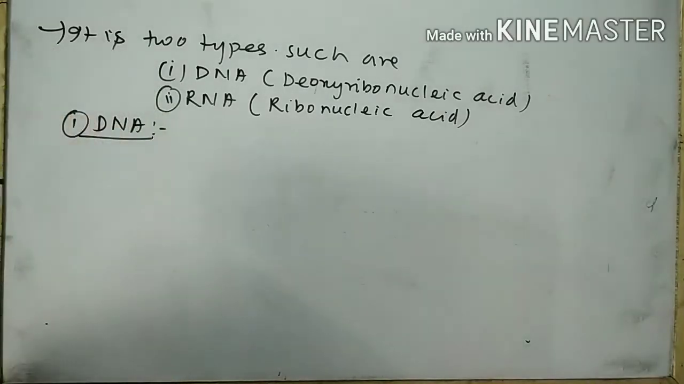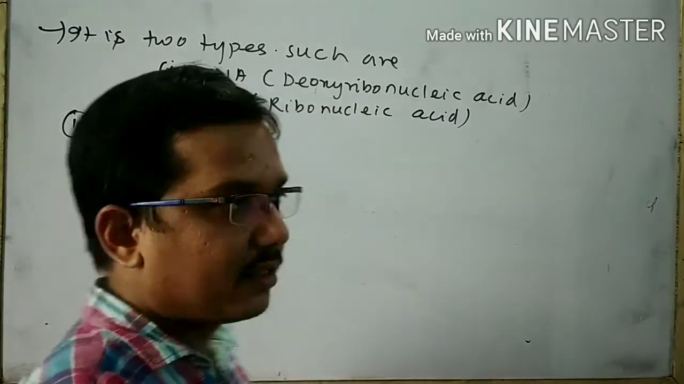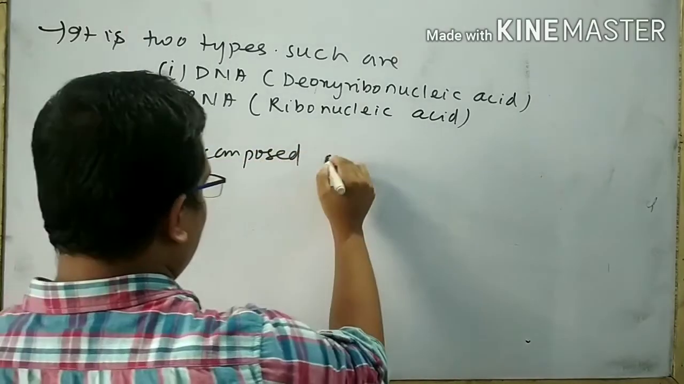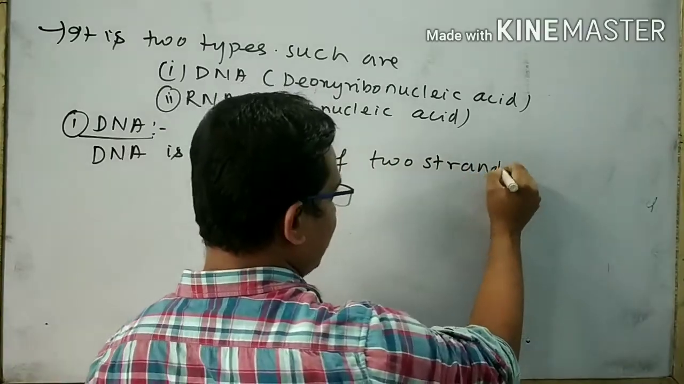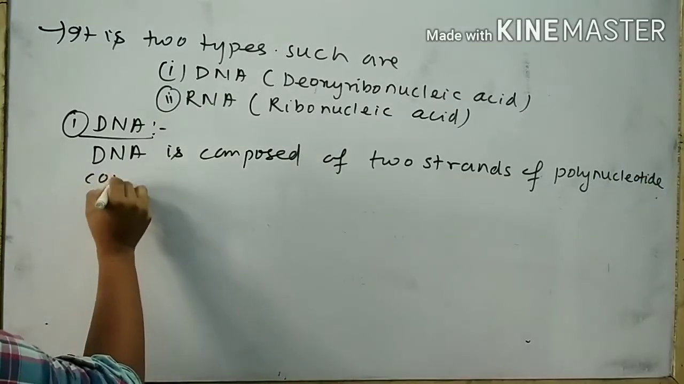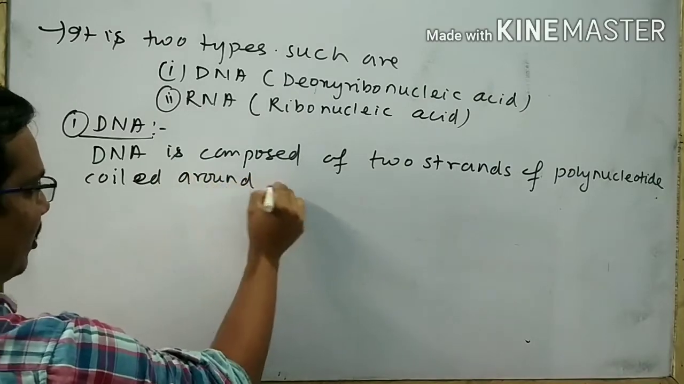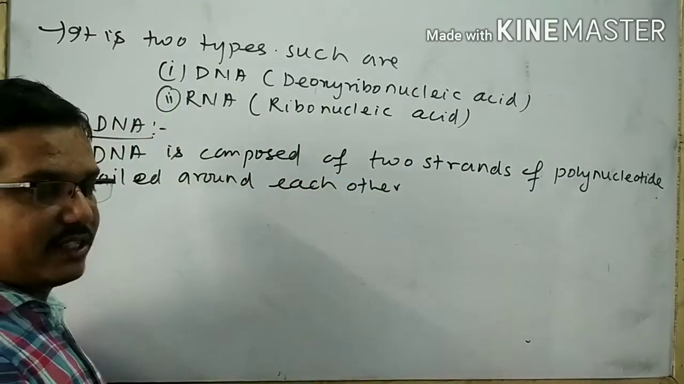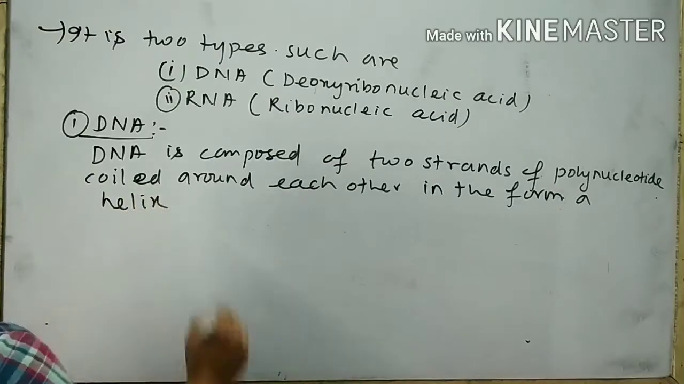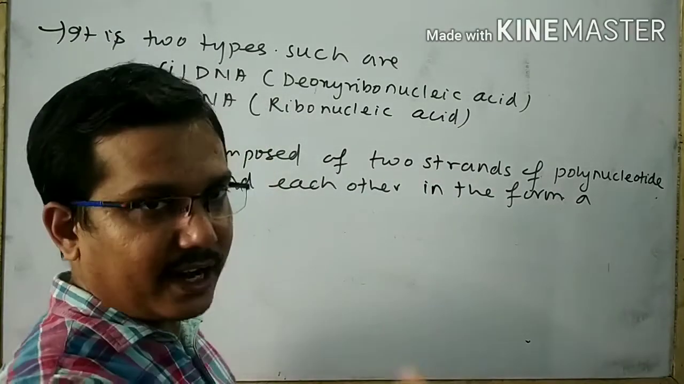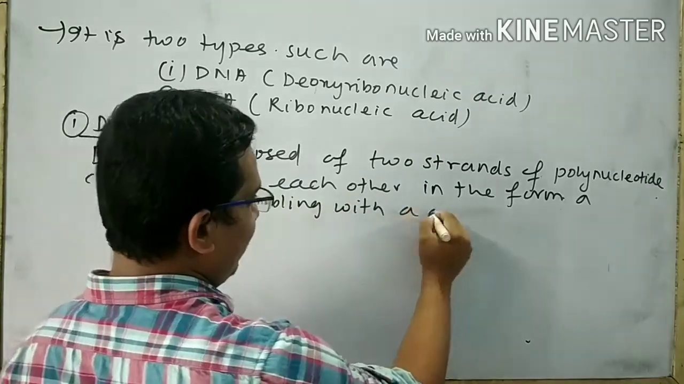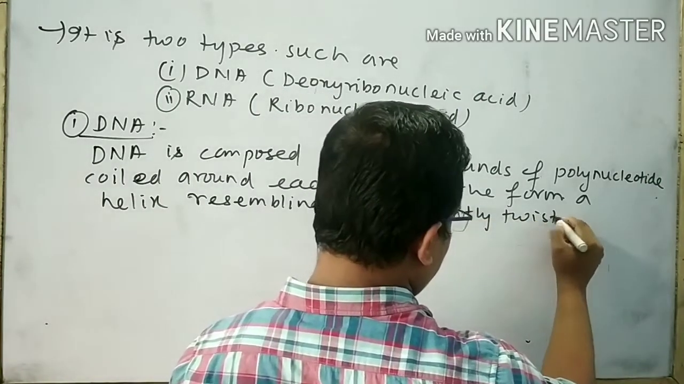At first I will discuss DNA. DNA is composed of two strands of polynucleotides coiled around each other in the form of a helix, resembling a gently twisted ladder.